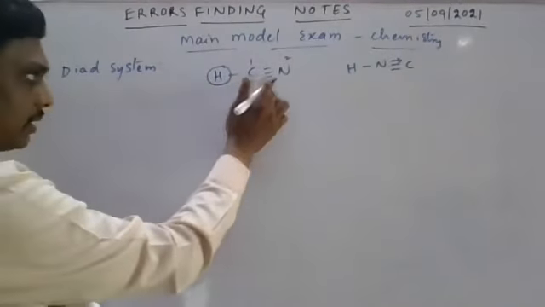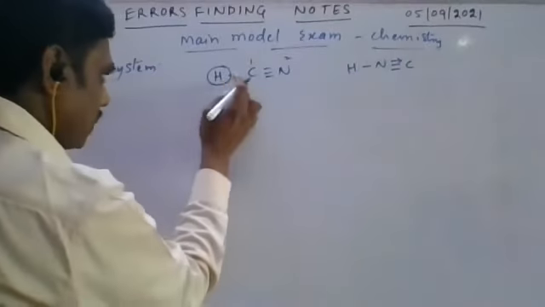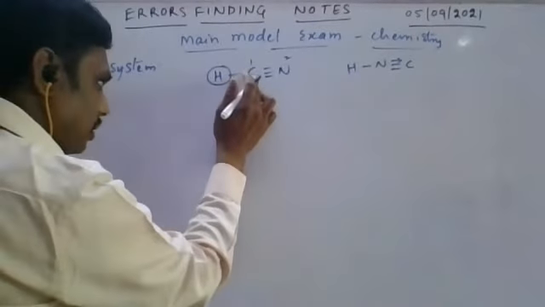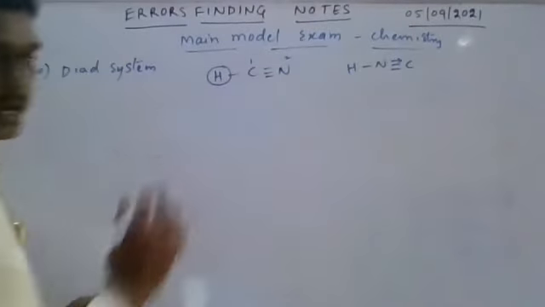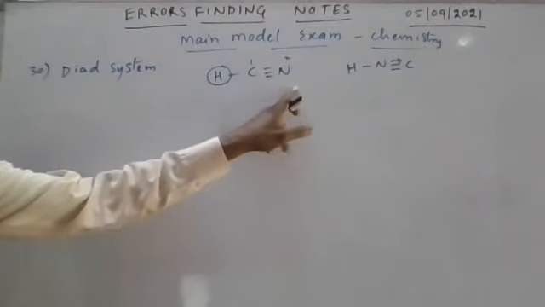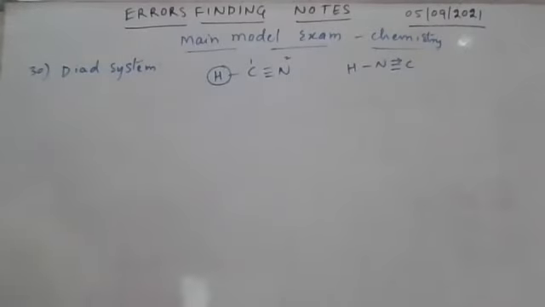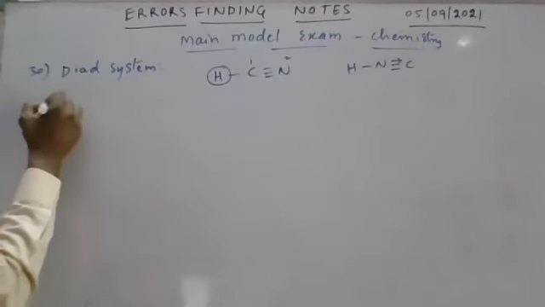This is a cyanide. This is an isocyanide. Hydrogen oscillation takes place from carbon to nitrogen. That's why this is a diad system. In all the remaining cases, we get triad systems.